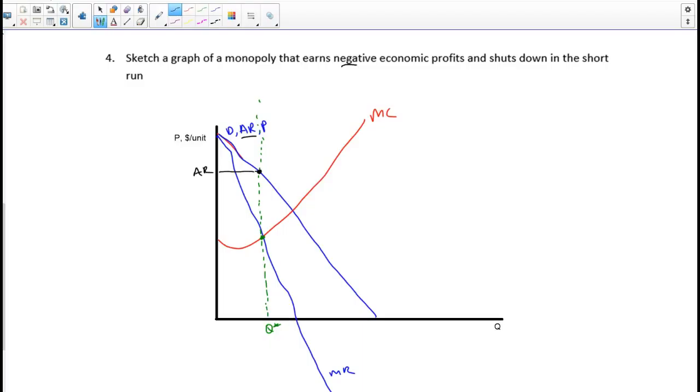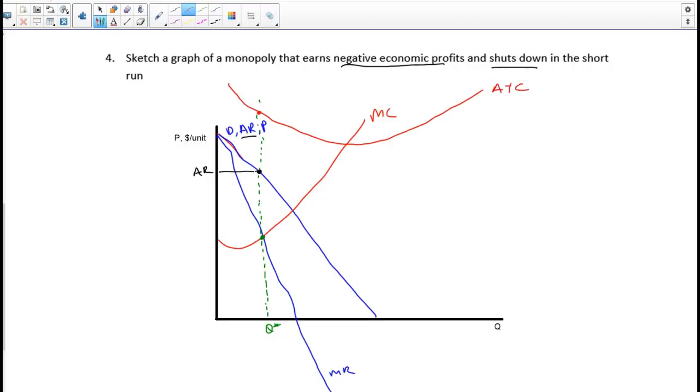And now we want negative economic profits and shuts down in the short run. So we got negative economic profit. That means our average cost better be above average revenue. I'm just picking a random spot right here. It's got to swoop down toward MC, hit MC at its minimum.